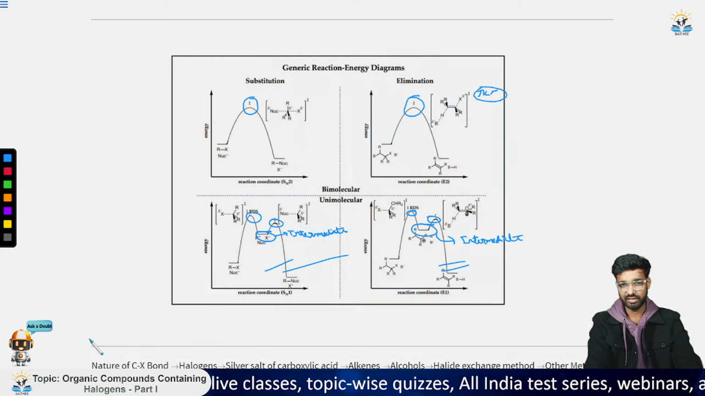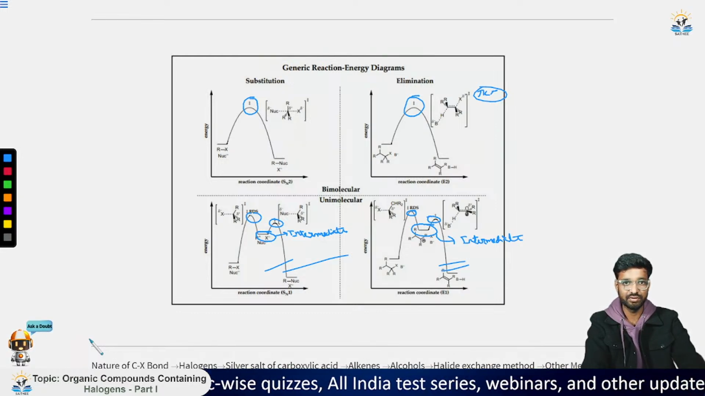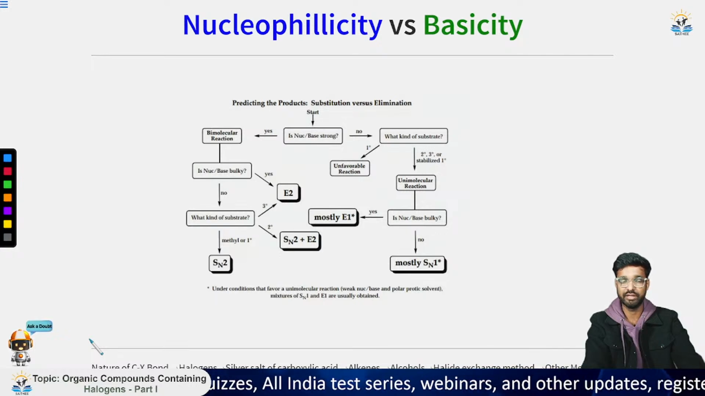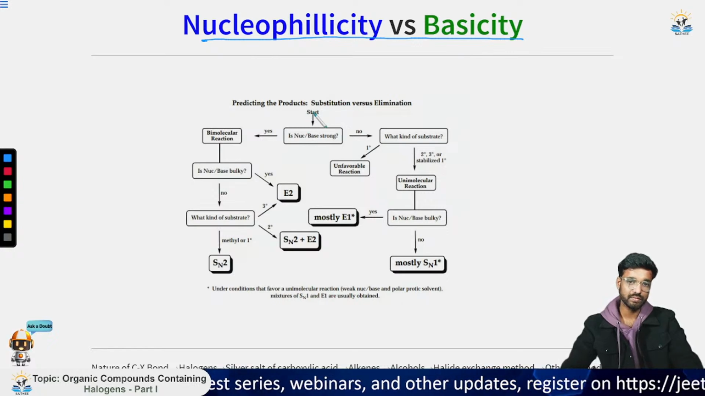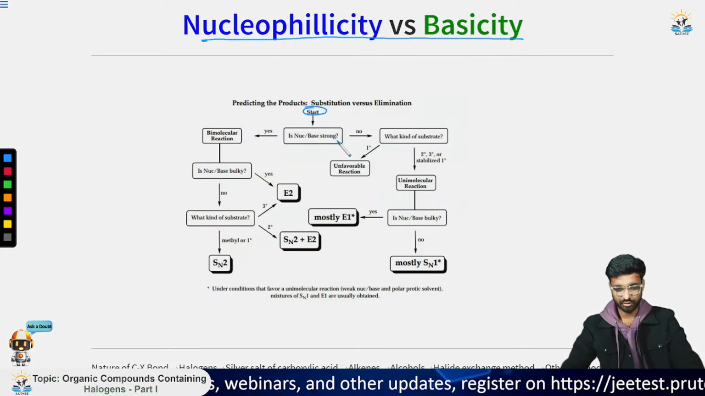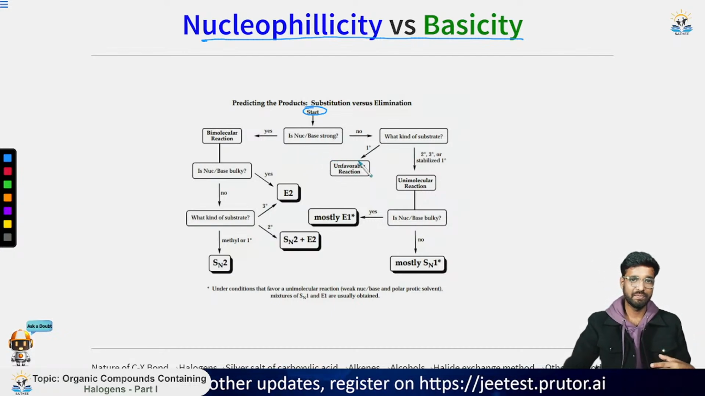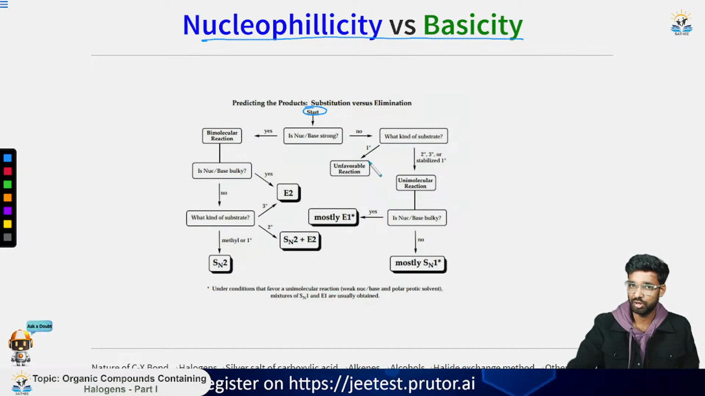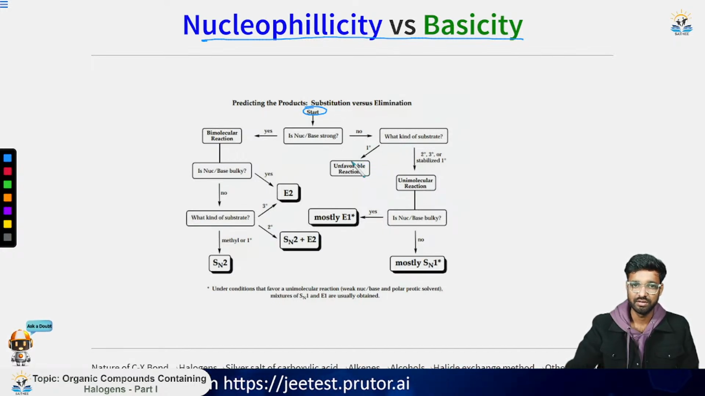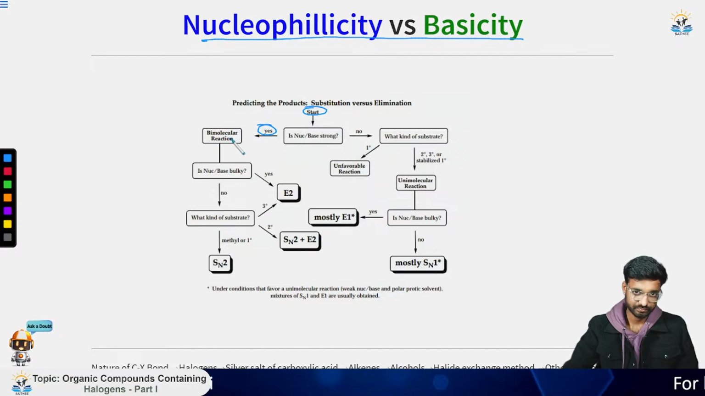So that was all about SN1 and SN2. Now let us see a flow chart so you can decide whether a given reaction will follow SN1, E1, E2 or SN2. It is basically nucleophilicity versus basicity. Let us start. If it is a strong nucleophile or a strong base, there are two cases. Let me make one thing clear here: if something is a good nucleophile, it will also be a good base. It is a common trait followed by all nucleophiles or bases. So if it is a strong nucleophile or strong base, then we will move in this direction.